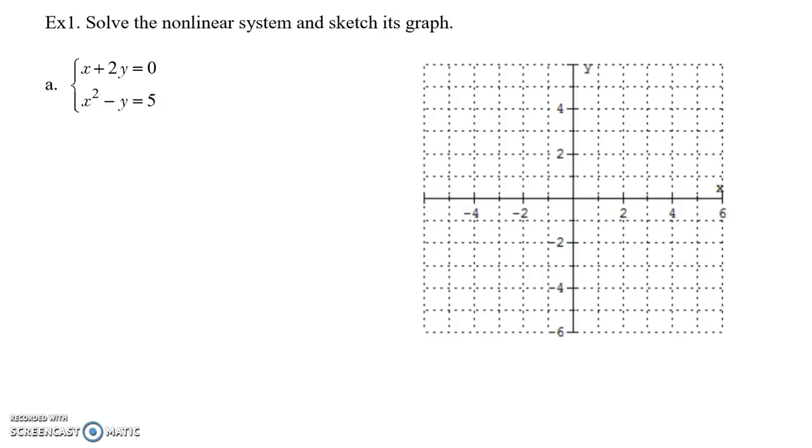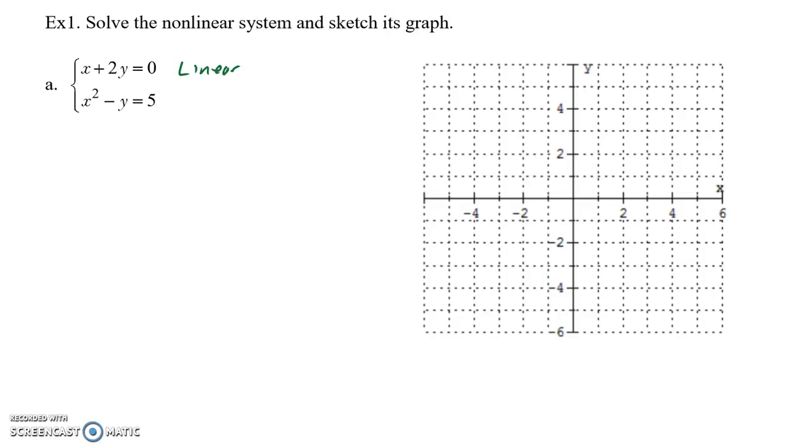Let's look at example 1 now. Solve the nonlinear system and sketch its graph. If you look at this system of two equations and two unknowns, the first equation in the system is linear. X plus 2y equals 0. Notice you have x and y in separate terms. Both are raised to the first power. So that is indicative of a linear equation in two variables.